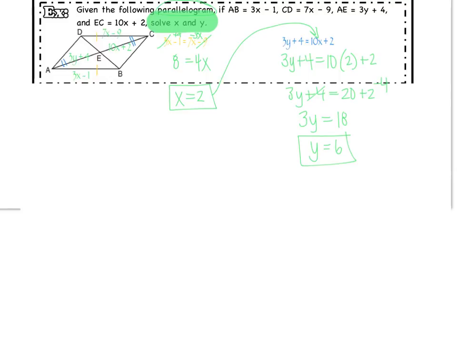So when I solve them out, I end up with x is 2. And then once I found x, because I have two variables in this equation over here, so I can't solve that, I had to plug 2 in for x. And so I got 20 plus 2. And when I solved that out, I ended up with y equals 6.